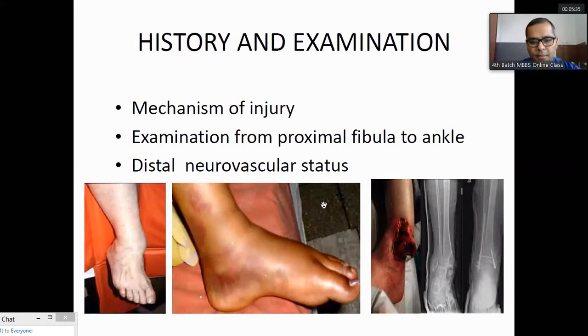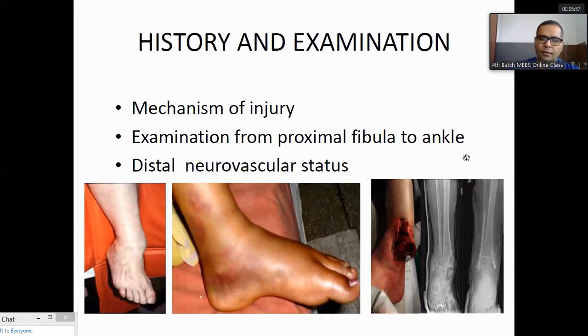And in this typical picture, there is gross swelling and ecchymosis. These ecchymoses are suggestive of a high energy injury. There's a huge collection over there. And this is the typical picture we see in open fractures, like say open dislocation. This is the X-ray.